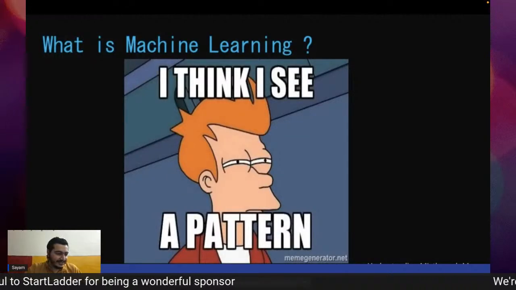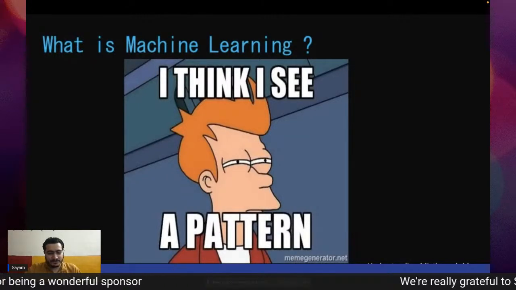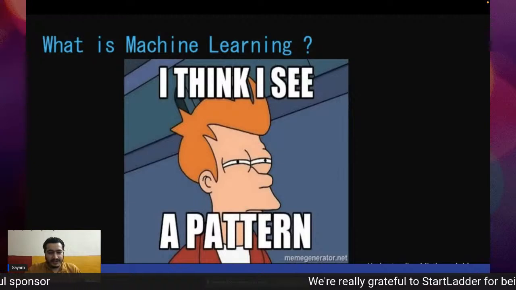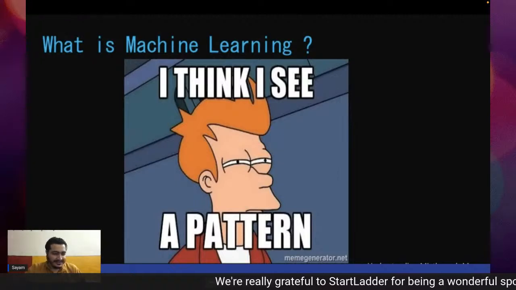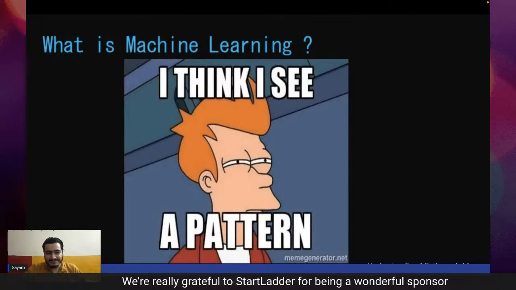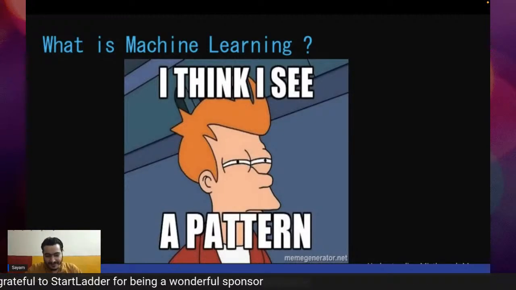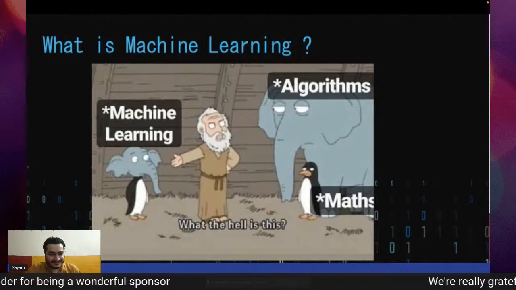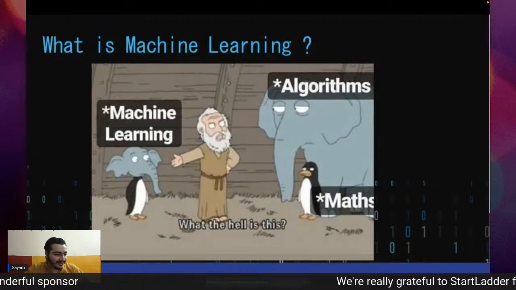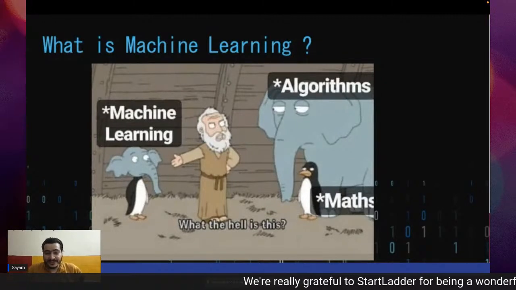And for those who like The Simpsons, machine learning is about finding the pattern in the data. That's one thing. Moving forward, I do hope you like these little bombs of memes.